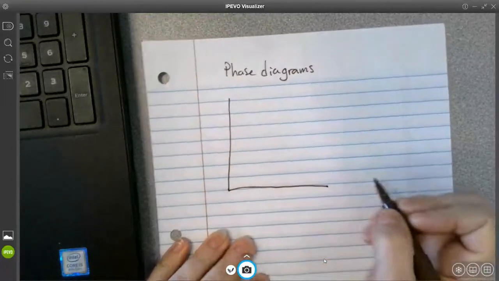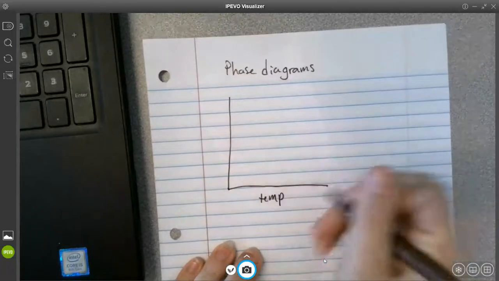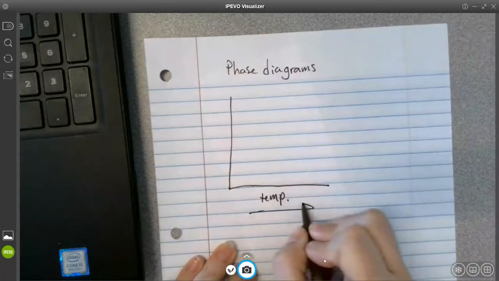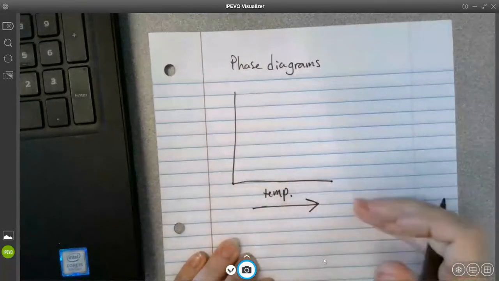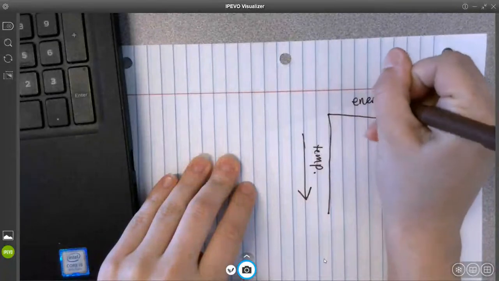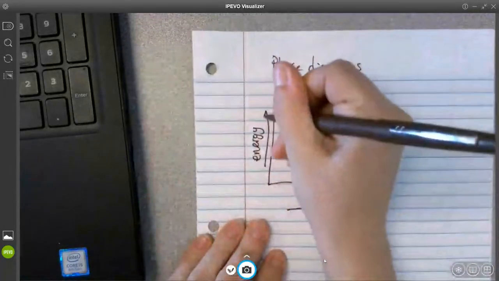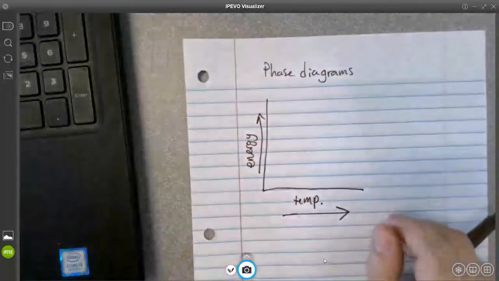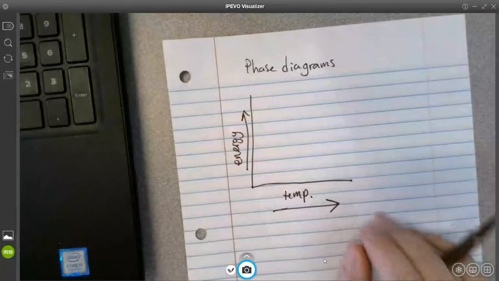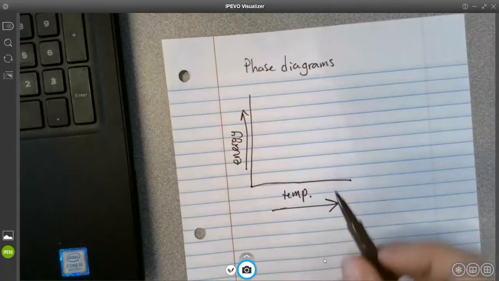So we're drawing out our axes. All right. So on our bottom axis, this is going to be an increase of temperature going towards the right. And then on our axis that is going up and down, that is going to be our amount of energy. And so as we're going up, the energy is increasing in that direction. So those are our two variables, energy and temperature.